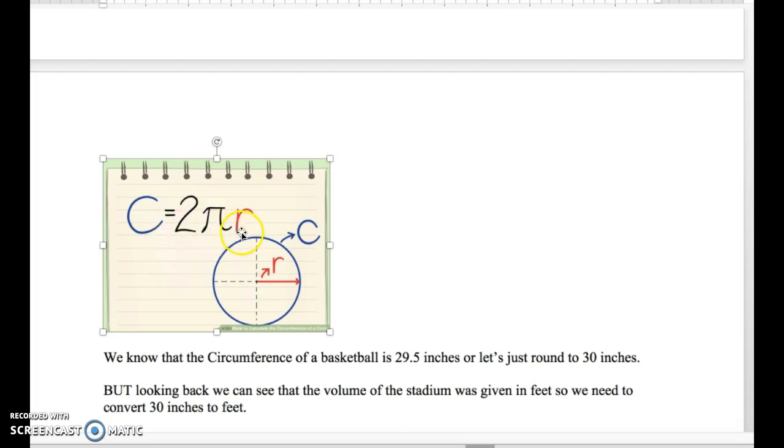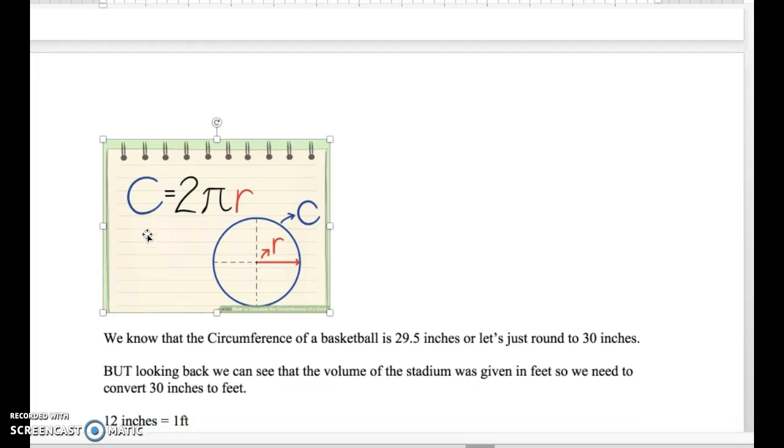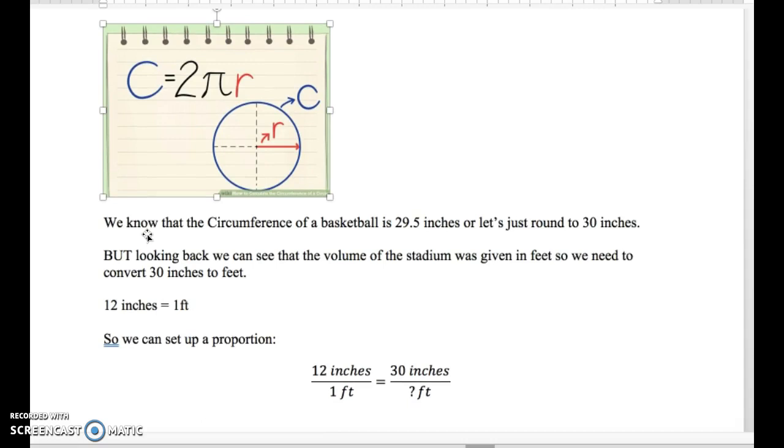And then we would solve for r. Remember that pi is around 3.14. So if you did 2 times 3.14 times r, you would get 30. We need to work backwards using some algebra and solve for r. But before I do that, I need to put it in feet.